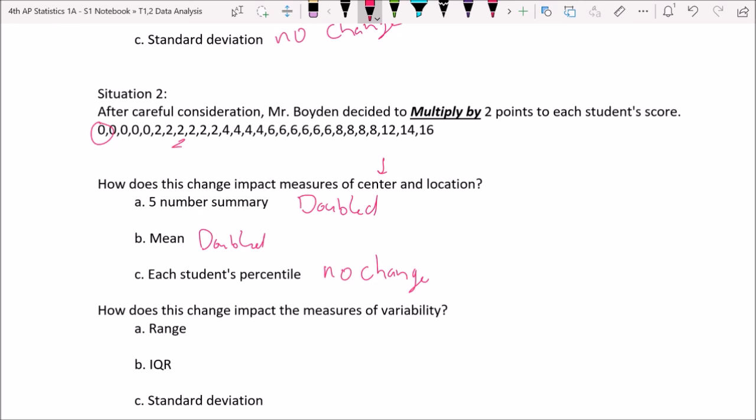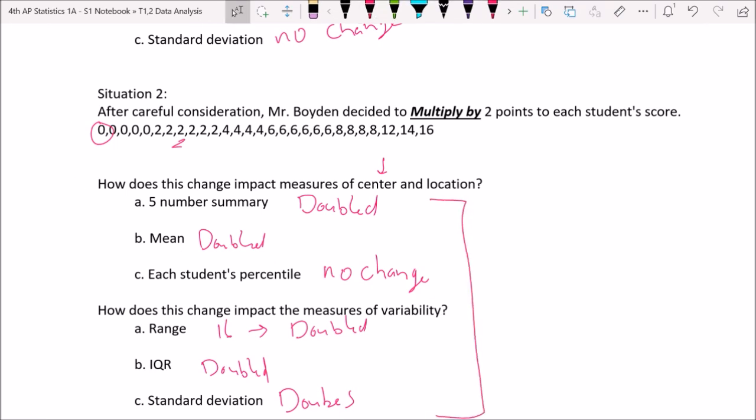What about now? Now the range is 16. It was 8 before, so it's also doubled. And the IQR is also doubled. And if you're having trouble thinking about why that is, when we multiplied by 2, look how far away the high performers are from the low performers now. The low performers were at 0 and 1, now they're at 0 and 2. The high performers were at 7 and 8, now they're at 14 and 16. They're way far away. We've actually doubled the amount of spread. So it doubles all of the measures of variability. So multiplying by 2, everything except the percentile gets multiplied by that same number.